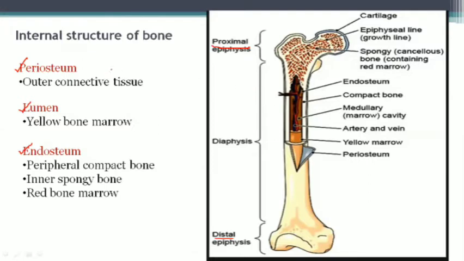Among these three important parts, first we will talk about the one deep inside the bone, which is empty and has no cells. That's why it's called the lumen, and the lumen has yellow bone marrow. This is the lumen, also called the medullary or marrow cavity, because it has yellow bone marrow inside it, and it also has arteries and veins.